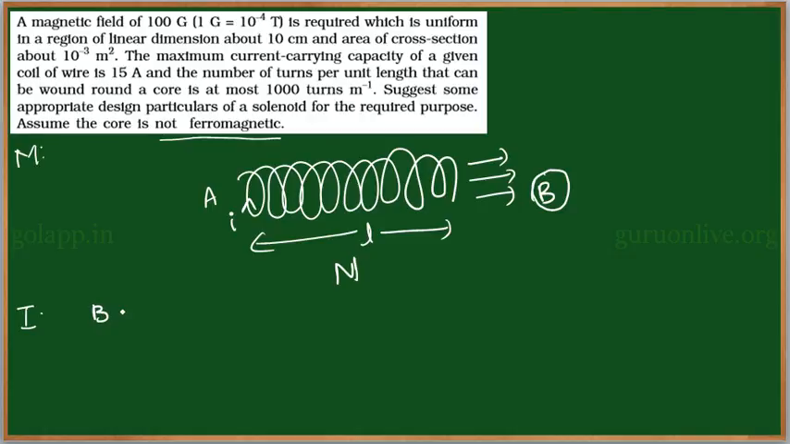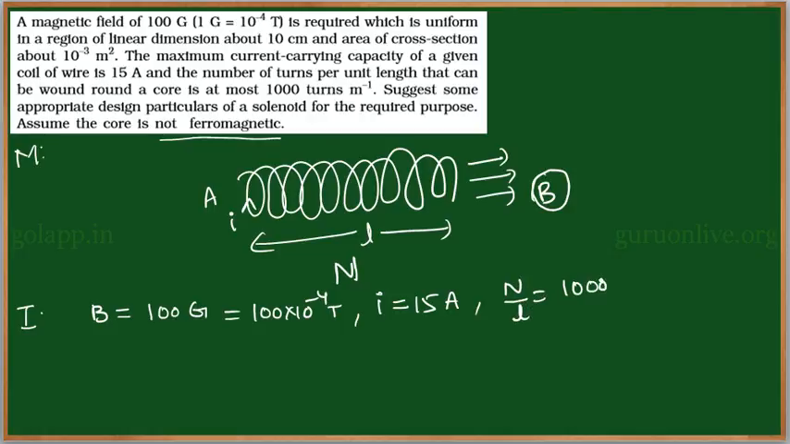So now I want to investigate the problem. We need to produce a magnetic field B equal to 100 Gauss or 100 into 10 to the power of minus 4 Tesla, and the maximum current that can be passed through this copper wire is I equal to 15 amperes, and the maximum number of turns that can be wound round that core is N by L equal to 1000 turns per meter. So you can wind these many turns around that core, and you have area A equal to 10 to the power of minus 3 meter square.